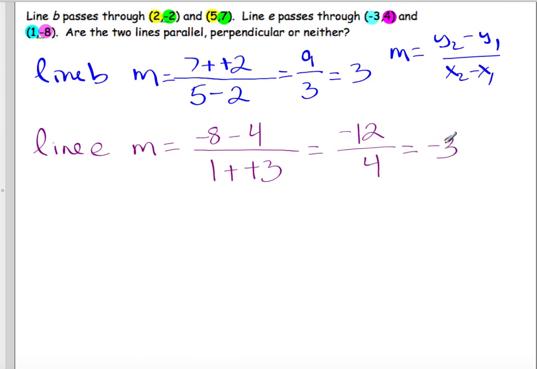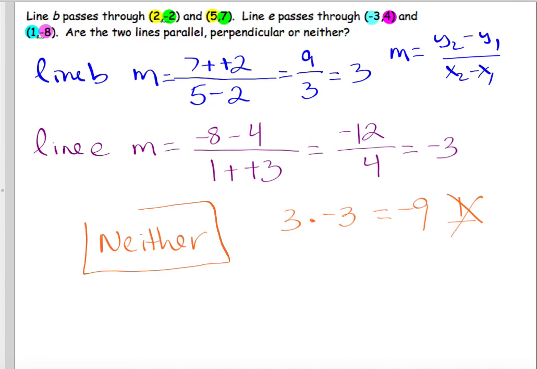3 and negative 3, they're not the same, and they're not opposite reciprocals, but remember that the rule for the opposite reciprocals said they would multiply to be negative 1. So if you want to check using that, if you multiply them together, you get negative 9. So these are not perpendicular, and they're not the same, so they're not parallel, so these are neither. So you definitely want to multiply and see if you get negative 1 to check if you have perpendicular lines. And again, they're not the same, so it's not parallel, so this particular sample is neither.